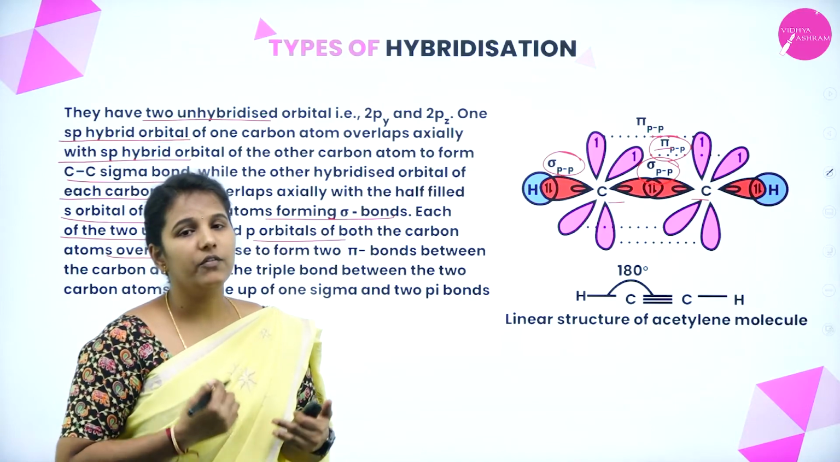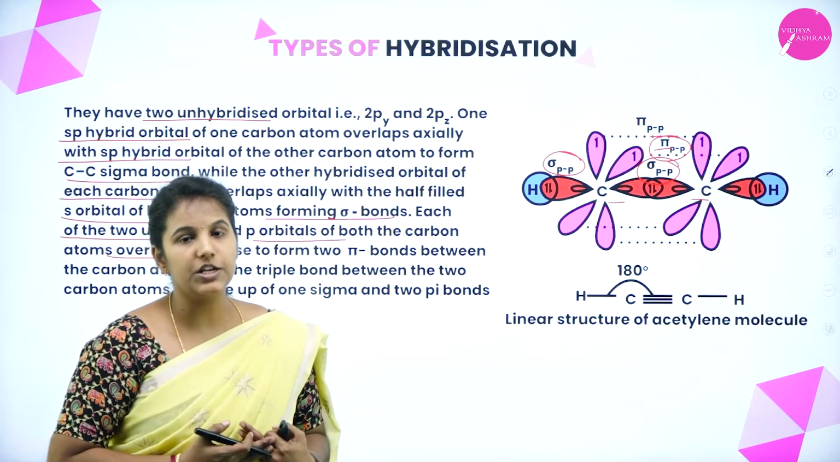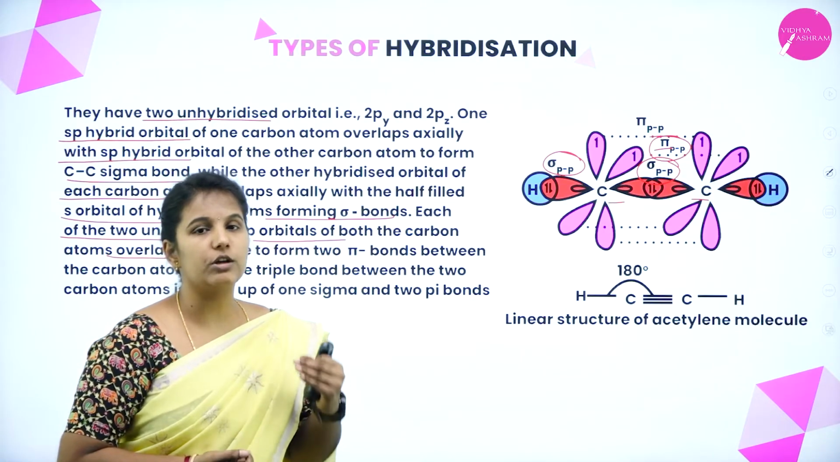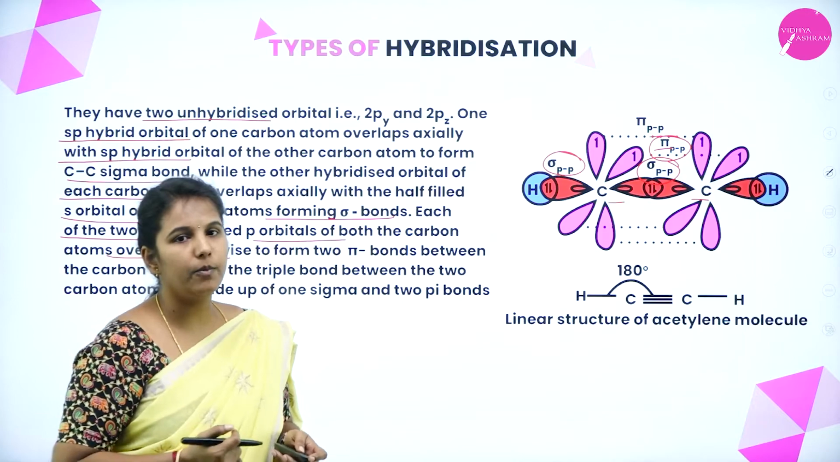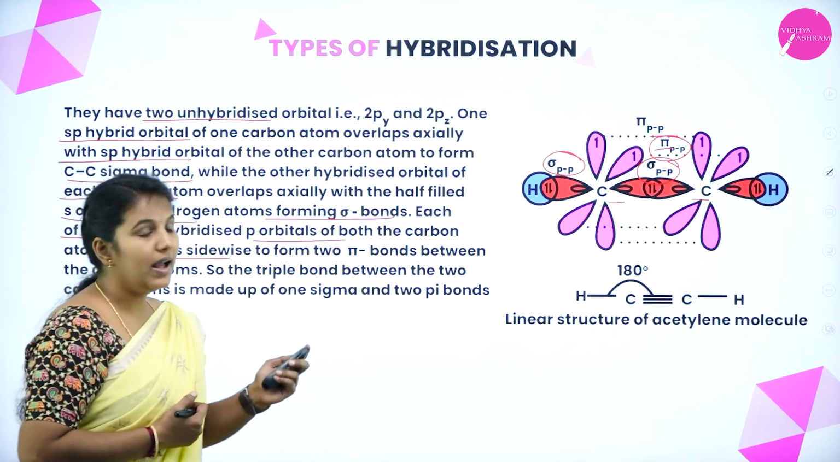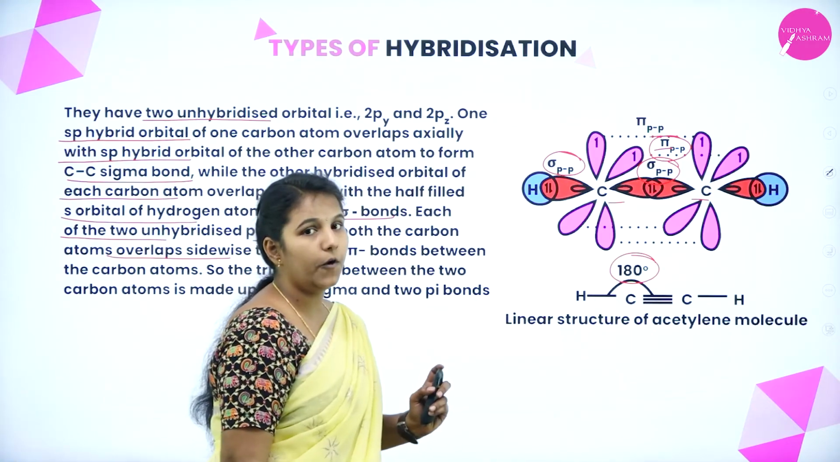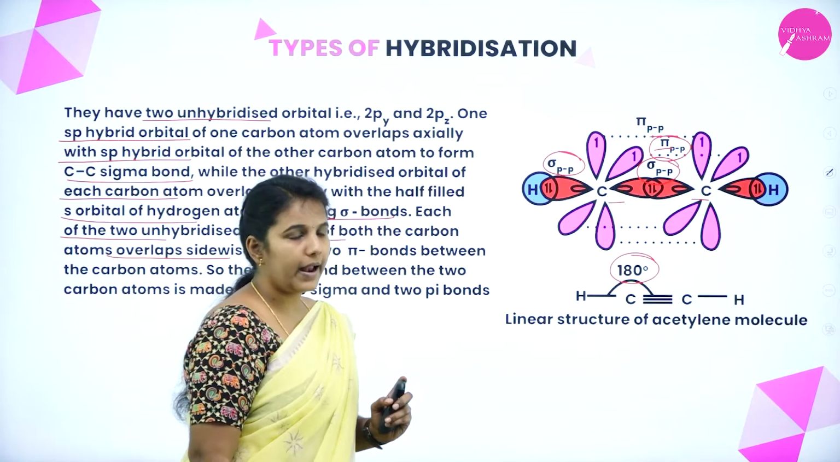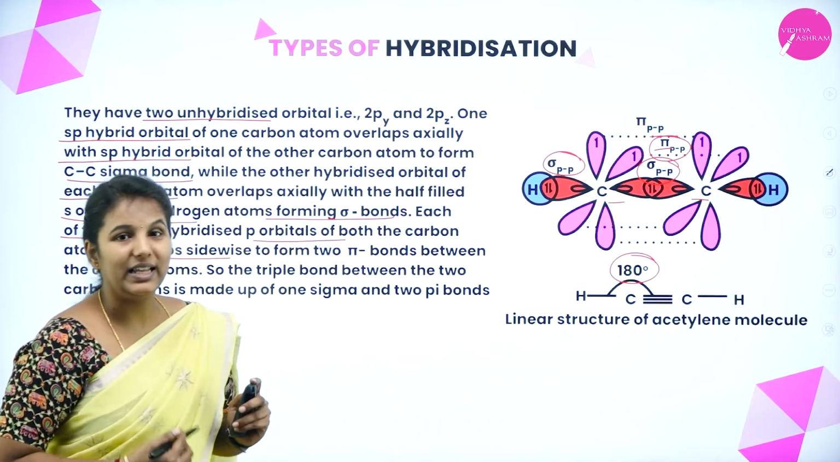This is how we can clearly understand that in sp hybridization there will be a formation of sigma bonds as well as pi bonds in the acetylene molecule, showing a linear structure. It also has a triple bond between the two carbon atoms, and you can see that it has a bond angle of 180 degrees.